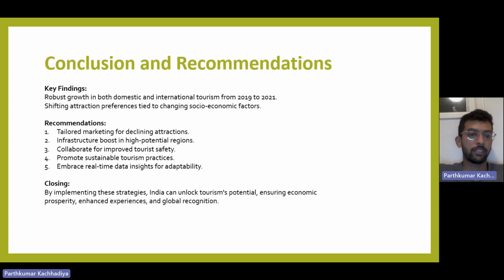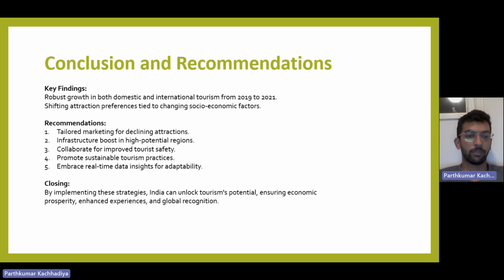The second one is infrastructure boost in high potential regions. Because of the Taj Mahal, Agra's economy is boosting just because of the Taj Mahal. Around 12% of Agra city's economy depends on the Taj Mahal itself. That's quite a big number for a city. And we have to collaborate for improved tourist safety. As I told you, collaboration is the key, like that municipality corporation which collaborated with other people, and that's why they now have a good amount of attraction from tourists.